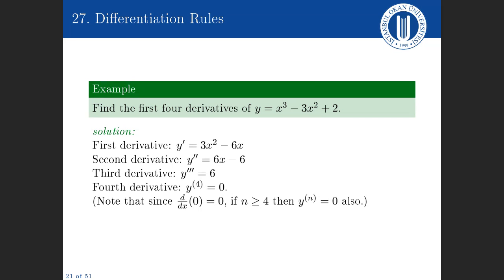Now, note that we were asked for only the first four derivatives, but at this point we can see that because the derivative of 0 is 0, all of the derivatives for n higher than 4 are also going to be equal to 0.